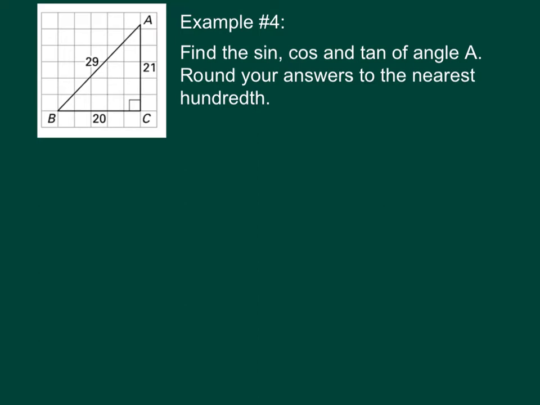Again, you're given a right triangle with side lengths 20, 21, and 29. And we want to find the sine, cosine, and tangent of angle A. And we want to round our answers to the nearest hundredth. So hundredth would be 2 decimal places. We want to find the ratios to the nearest hundredth. Right now would be a great time to pause the video and find the sine, cosine, and tangent of angle A rounded to the nearest hundredth. And then when you unpause it, I will have the answers up on the screen.